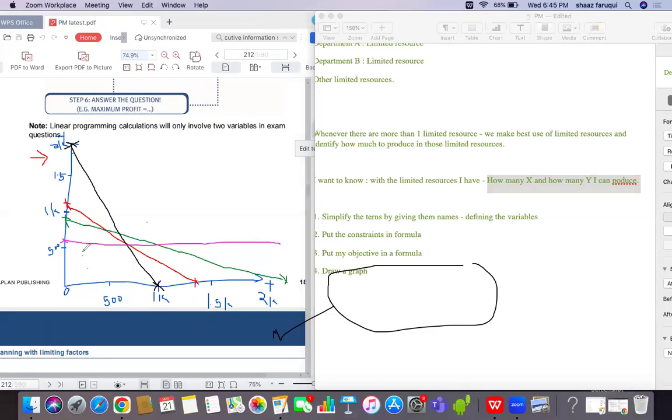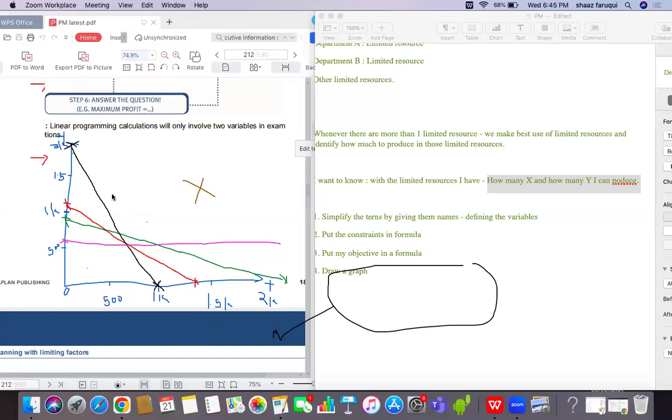it cannot cross any of the lines. It cannot cross this line, because that is one constraint. It cannot cross this line, because that is another constraint. So the question is this. Look at the brown color. Can my answer be over here? Can it be, okay, I'll make 1500 X's and 1500 Y's? No, because it's crossing all my constraints.